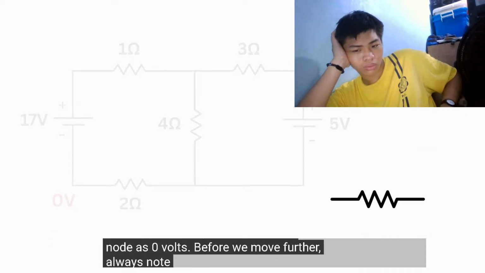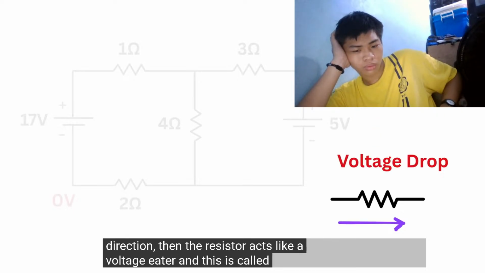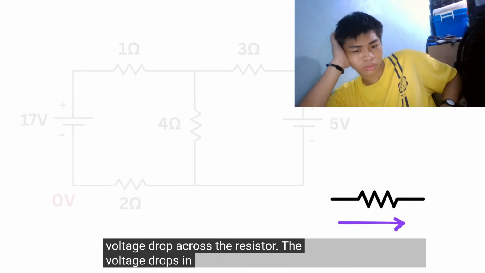Before we move further, always note that if we have a resistor and a current flows through it in this direction, then the resistor acts like a voltage eater, and this is called a voltage drop across the resistor. The voltage drops in the direction of the flow of the current.